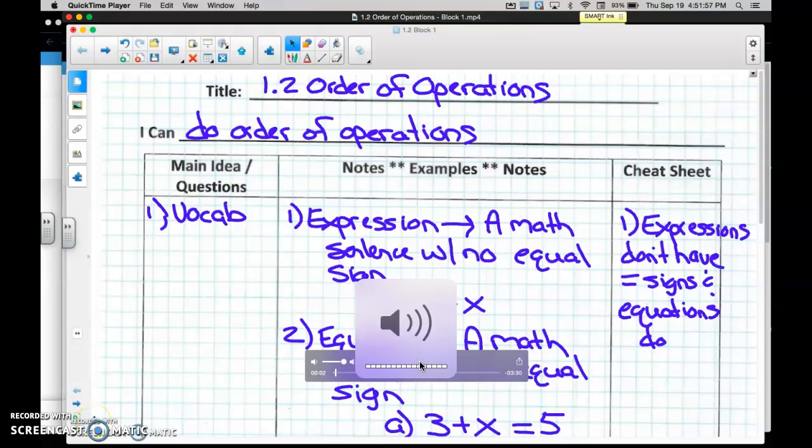1.2 order of operations. I can do order of operations. Excellent. Thank you, Talia. Well done. I can do order of operations, so let's run through this really quick.